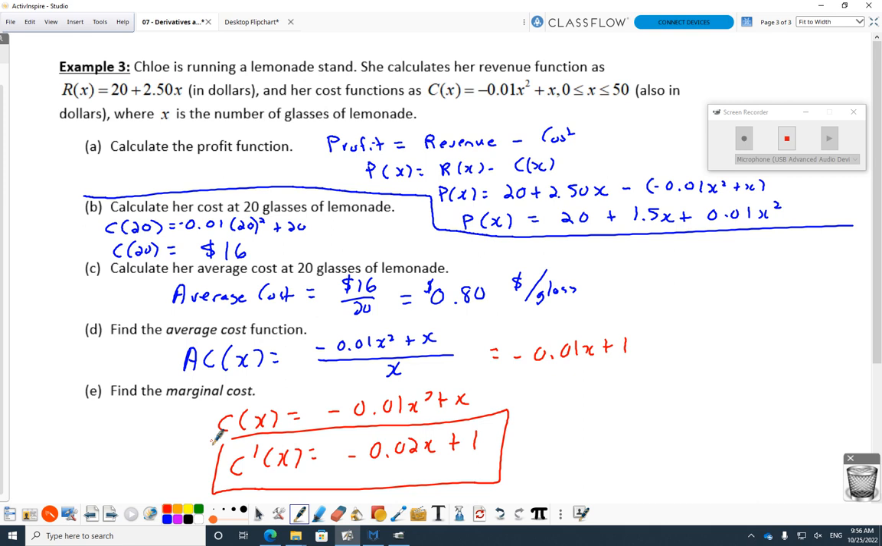Notice the domain. This only applies from 0 to 50 glasses, which actually fits into my lemonade thinking. This only applies for the first 50 glasses because after that she's going to run out of ice, she's going to run out of lemonade mix, and then she's going to have to start again. So it's only from 0 to 50 that the domain really fits here, because apparently 50 glasses is the most you can make with the mix she bought. Are there any questions about that?